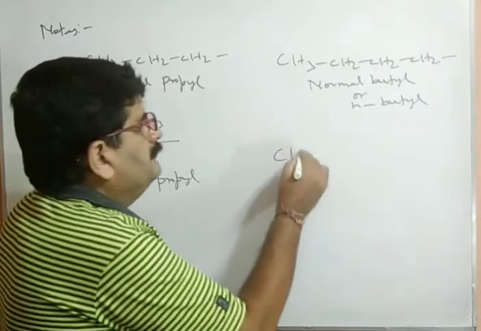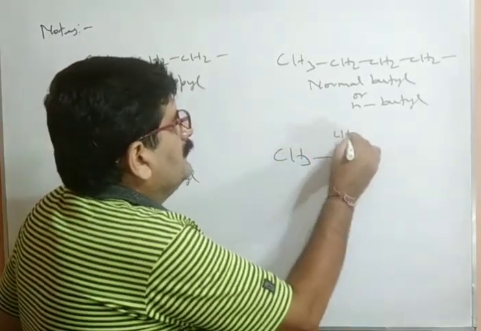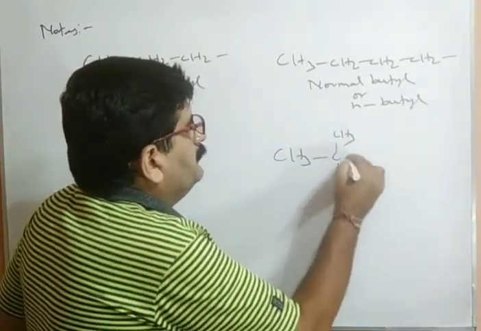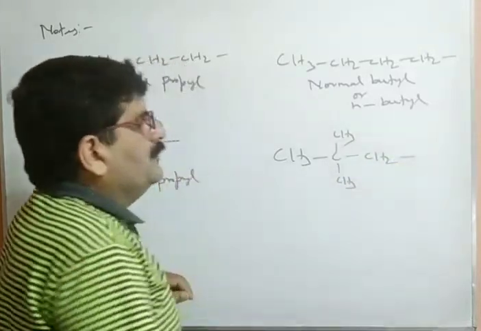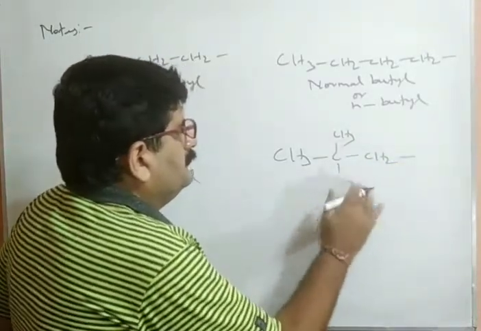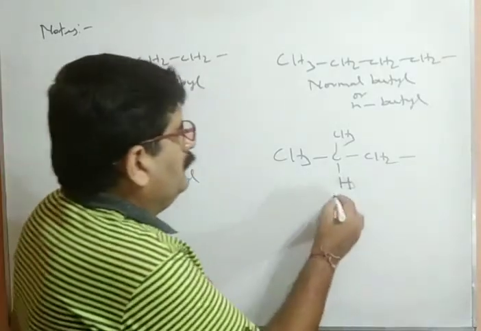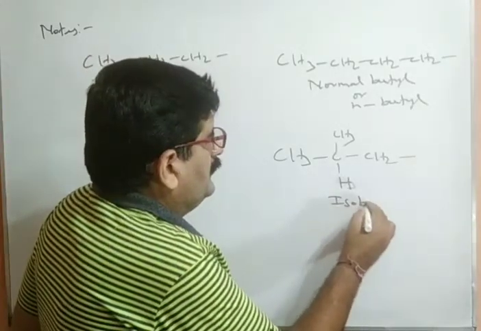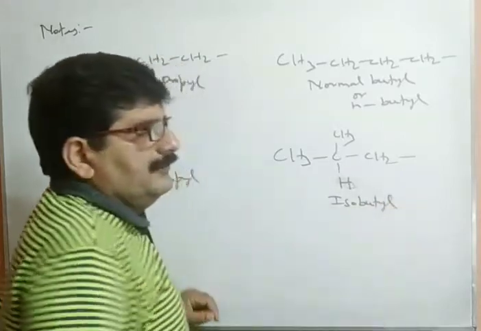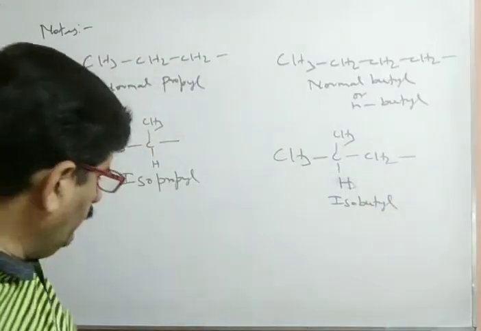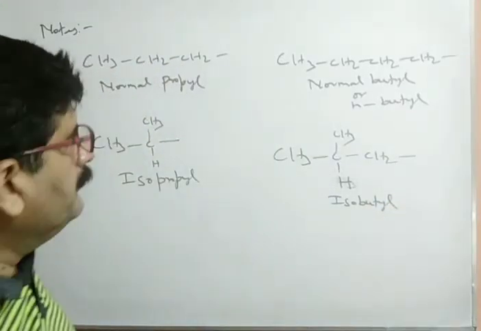Suppose this group is given, you can write isobutyl. Why? Because this group is said to be an iso group.